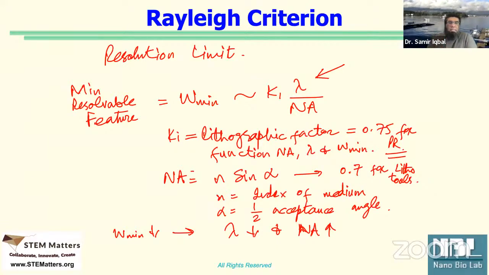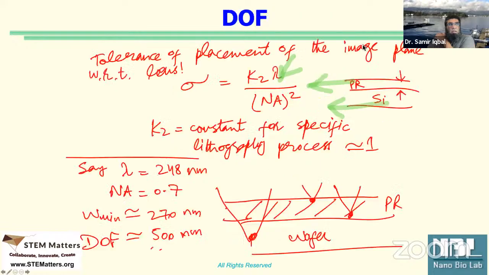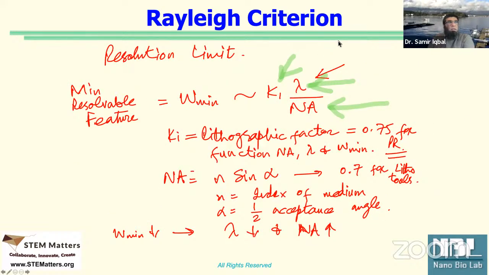So for that, the relationship is K1 lambda over NA. K1 is a constant that depends on the lithography type that we're using. Lambda is the wavelength, and numerical aperture is another feature of the lens itself, again a constant for one type of system. So in this relationship, the only thing we can adjust, change, or have control over is lambda.